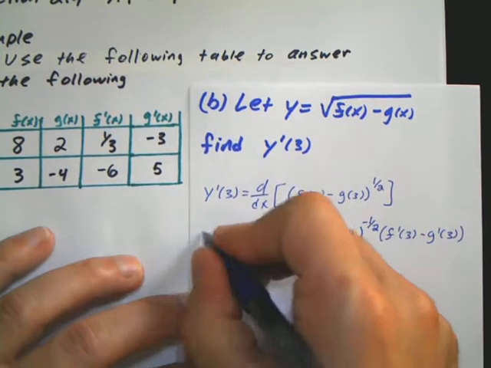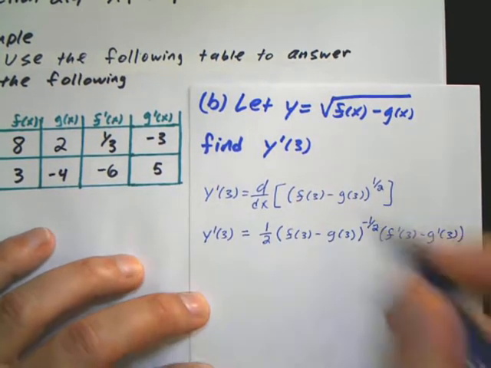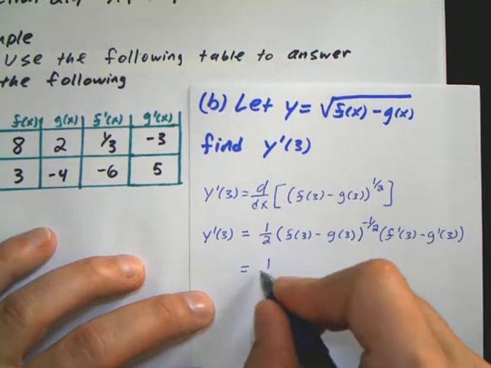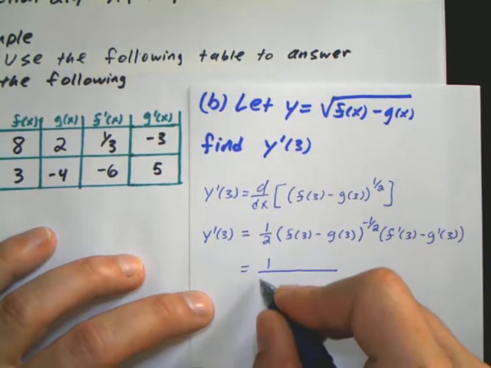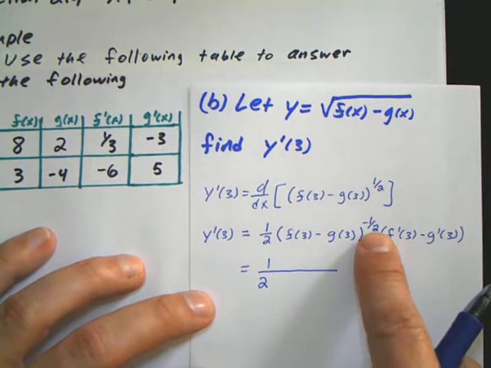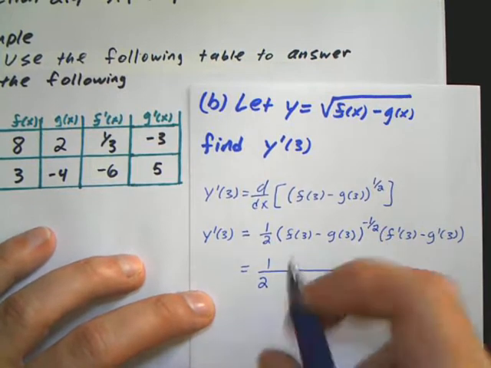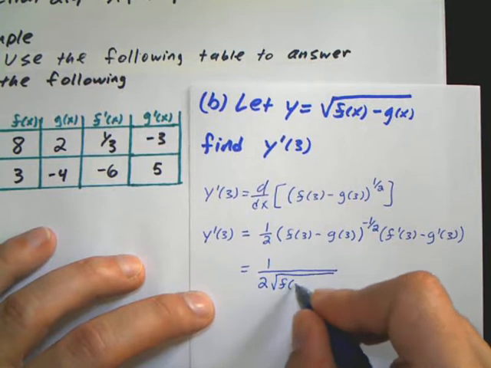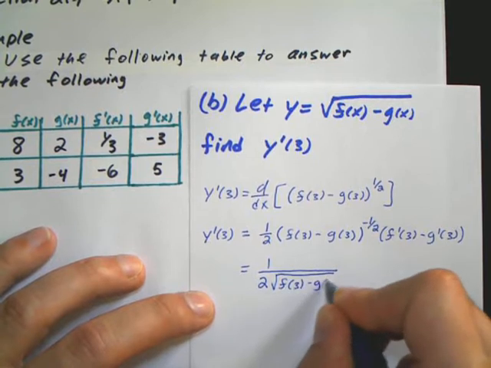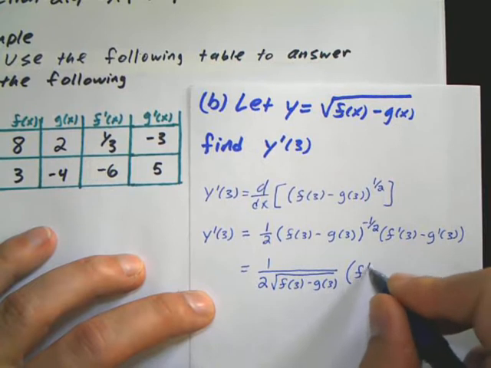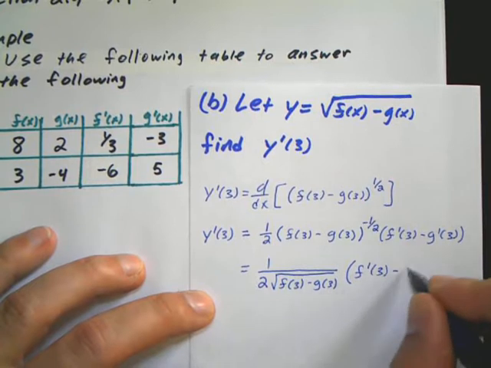Alright. And then from there it's just a matter of simplifying this. This is going to be 1 over 2. The exponent is negative, and it's a radical since it's to the 1/2 power, so it's going to be the square root of f of 3 minus g of 3. And all that's going to get multiplied by f prime of 3 minus g prime of 3.